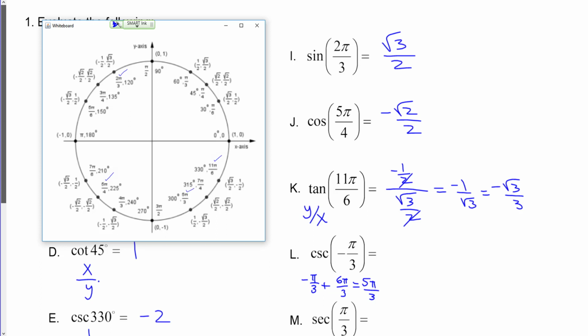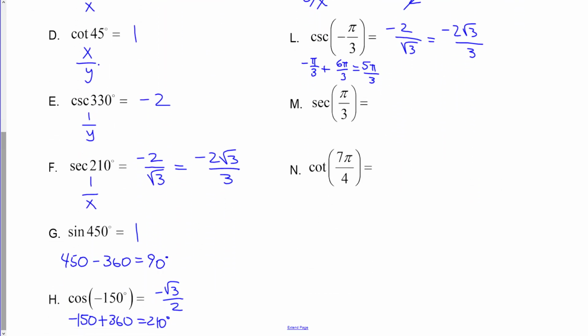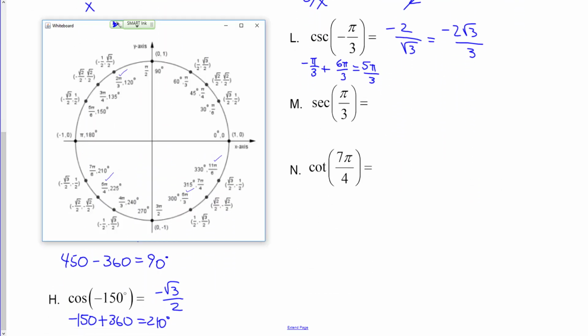So right there. Cosecant is related to the sine, which is going to be the y-coordinate. So it's 1 over negative root 3 over 2. So negative 2 over root 3. And when we rationalize the denominator, negative 2 root 3 over 3. All right, the remaining ones. Secant of pi over 3.